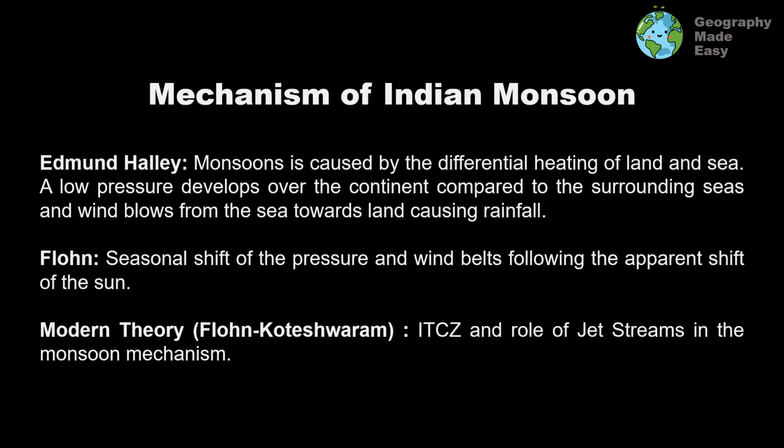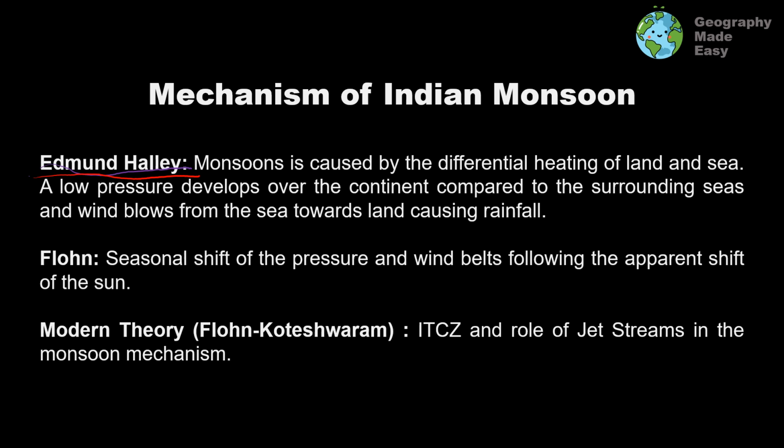The first one was given by Edmund Halley, which is a very old theory. It is also known as the classical theory, which tries to explain monsoons. So it was initially believed that monsoon has been caused by the differential heating of land and sea. That is why a low pressure develops over the land and a high pressure develops over the ocean, and because of the difference, winds blow from the region of high pressure in the oceans towards the region of low pressure in the continents.